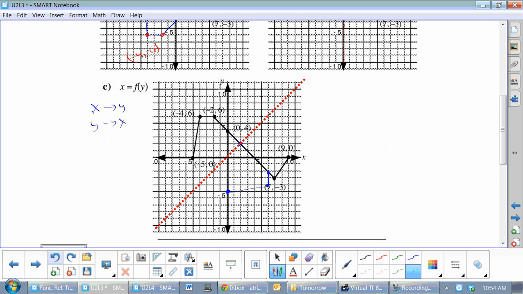And then I got 0, 4. That's going to become 0, 4. Okay, that one's going up there. I'm going to come all the way down here. 7, negative 3 becomes negative 3, 7. It's right here. And then I got 10, 0 becomes 0, 10. So that's up there. Okay, so then you look at it and you go, oh yeah, okay, that is a reflection.